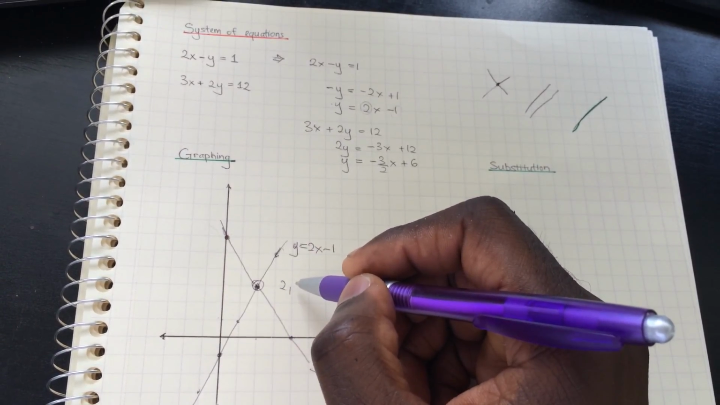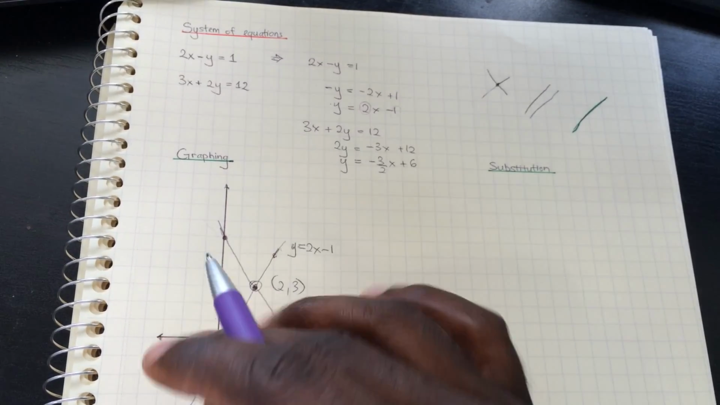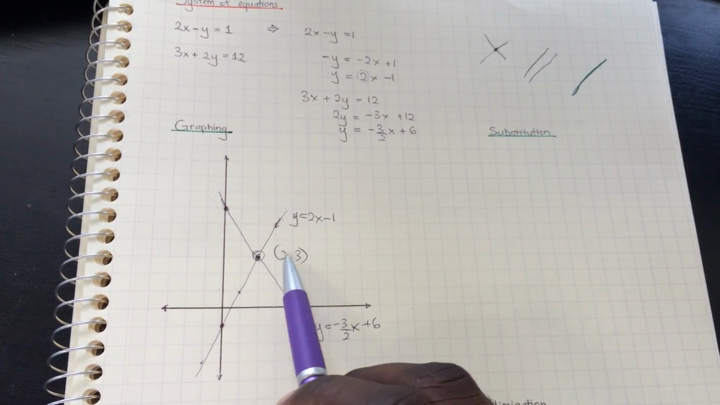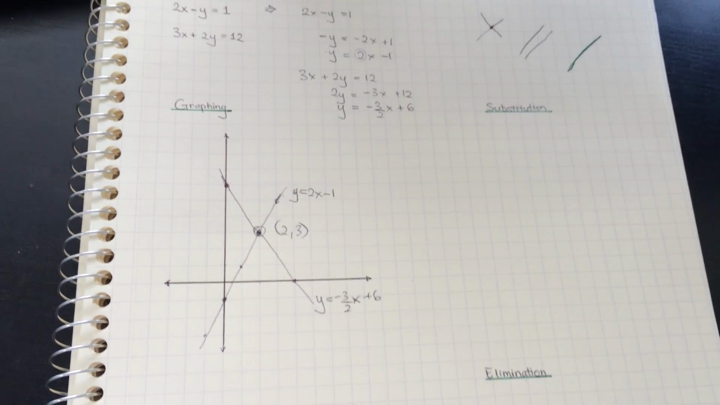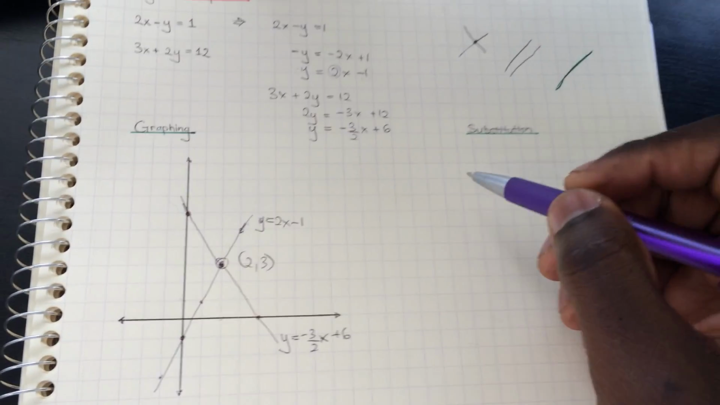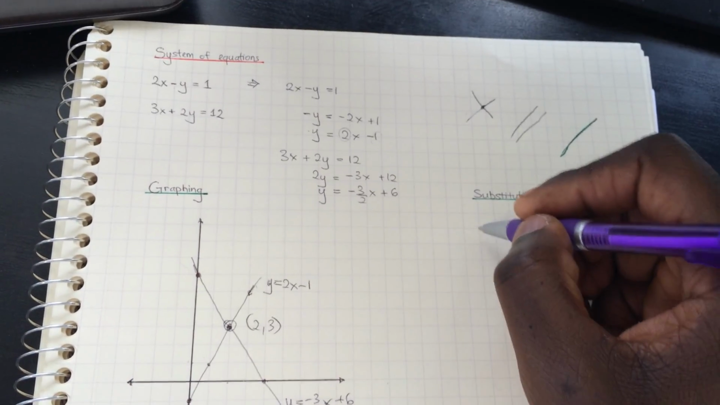This is the point (2, 2, 3), and that's the solution of this system of equations. If you had a graphing calculator, you could do it directly, but typically that's not what you would do on the test. You would do elimination, as I mentioned. So let's look at substitution really fast.